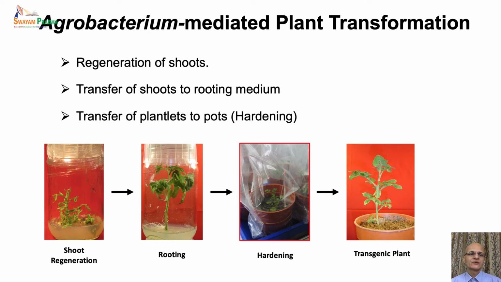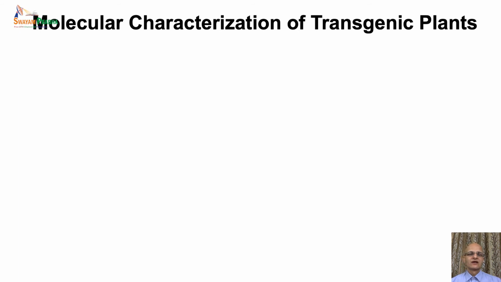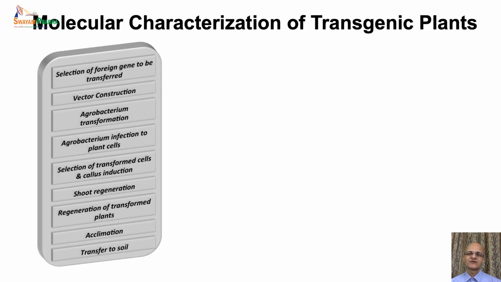So this is the whole process of tomato transformation, how we start with the cotyledon and raise the transgenic plants using the agrobacterium mediated transformation. Next step is the molecular characterization of the plants. Once the transgenic plants are transferred to the pots, these are ready for the molecular characterization or the validation of the integration or the expression of the transgenes.